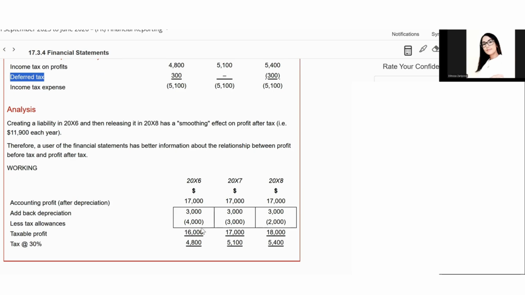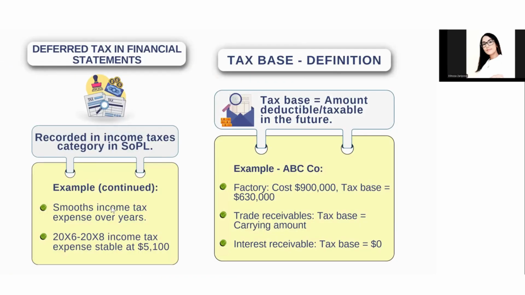If you didn't, you would have this, right? If you just show this tax allowances instead of the deferred tax, you would calculate this one, taxable profit, and your tax would be 4,800, 5,100, and 5,400. Just this effect, right? You are smoothing using deferred tax. This is the purpose of deferred tax. That now deferred tax in financial statement, how they look like, right, in our statement of P&L and in our statement of financial position.